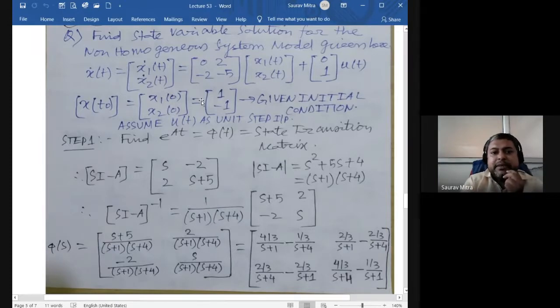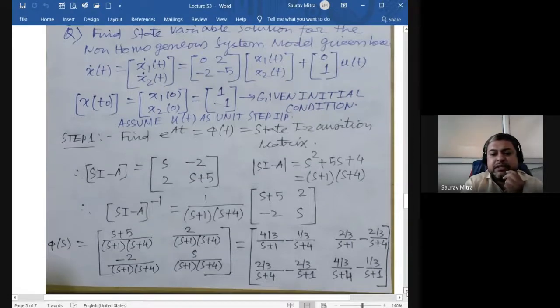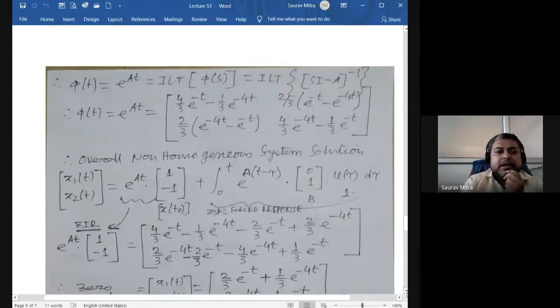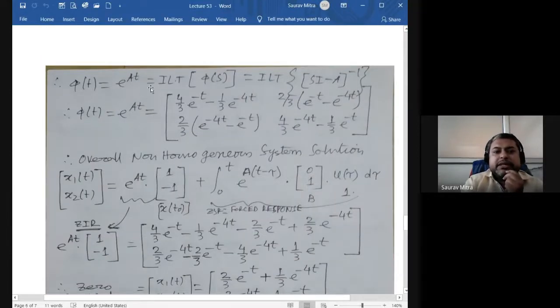So I can give you the A matrix as 0, 1, -2, -5, and I can ask you to find the state transition matrix. That can also be asked for 6 or 8 marks, and it can be taken as a separate question. So what is phi, e raised to At? Phi, e raised to At, is nothing but the inverse Laplace transform of phi(s).